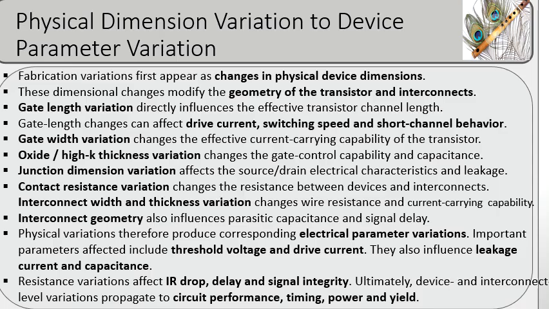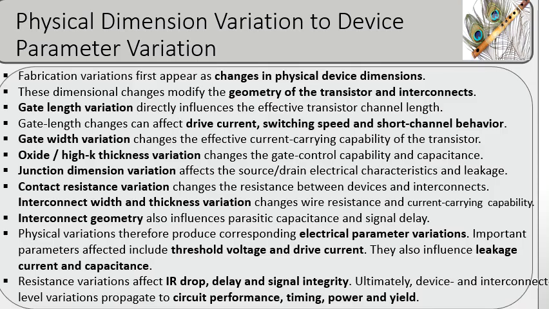Once process variations have translated into physical dimension variations, the next step is to understand their impact on transistor and interconnect behavior. A change in gate length, for example, modifies the effective channel geometry and can influence drive current, switching speed and short channel effects. Variations in gate width change the current carrying capability of the transistor. Similarly, variations in oxide or high-K thickness affect gate control and capacitance, while junction dimensions influence the electrical behavior of the source and drain regions.